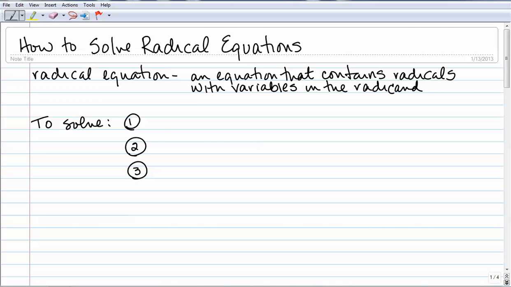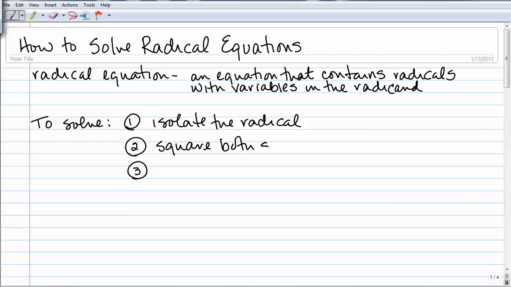Our steps for doing this are to first isolate the radical. In other words, we want the radical all by itself on one side of the equal sign. So if there's a radical plus or minus a number, we need to move that number to the other side. Second step is to square both sides. This will get rid of the radical sign.